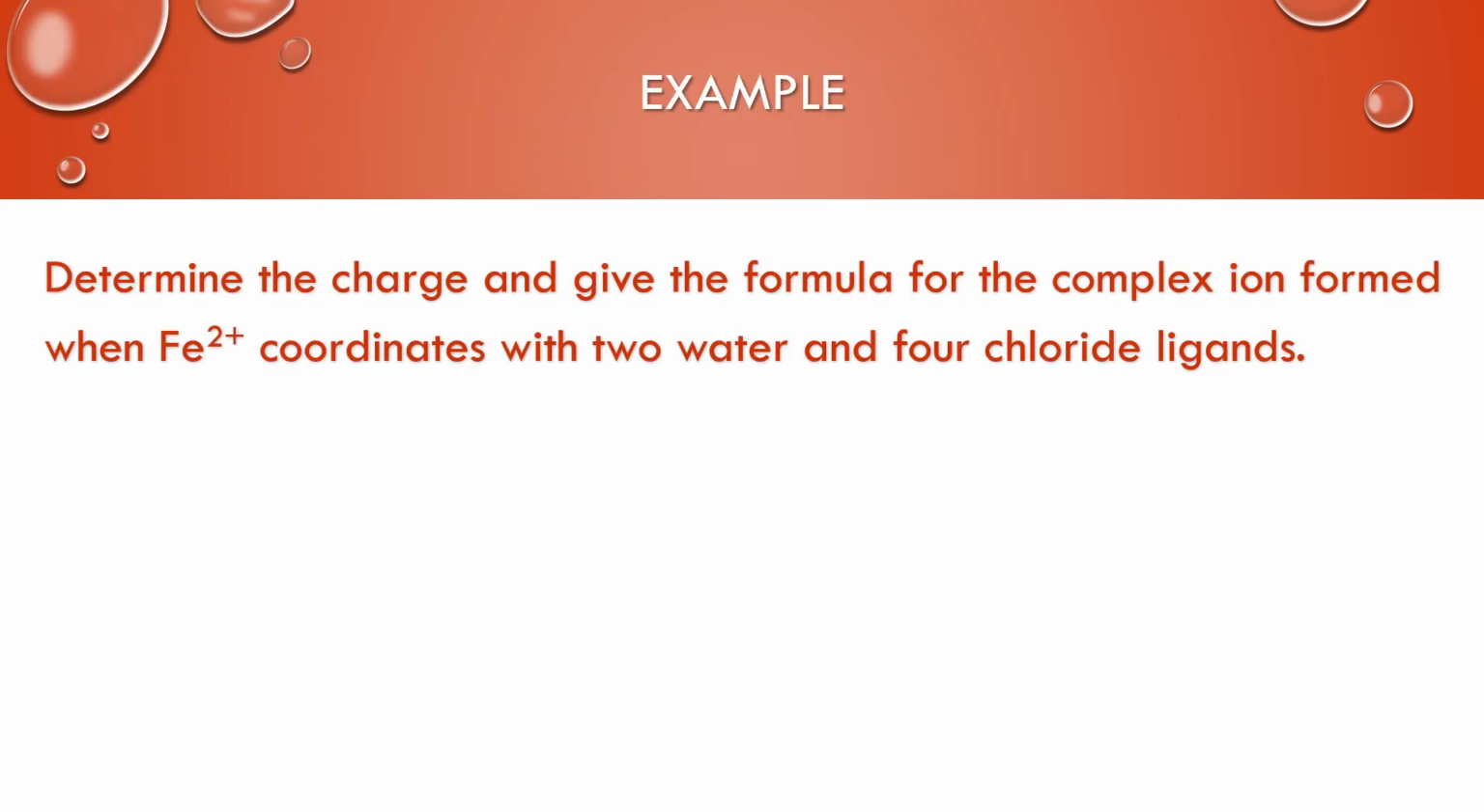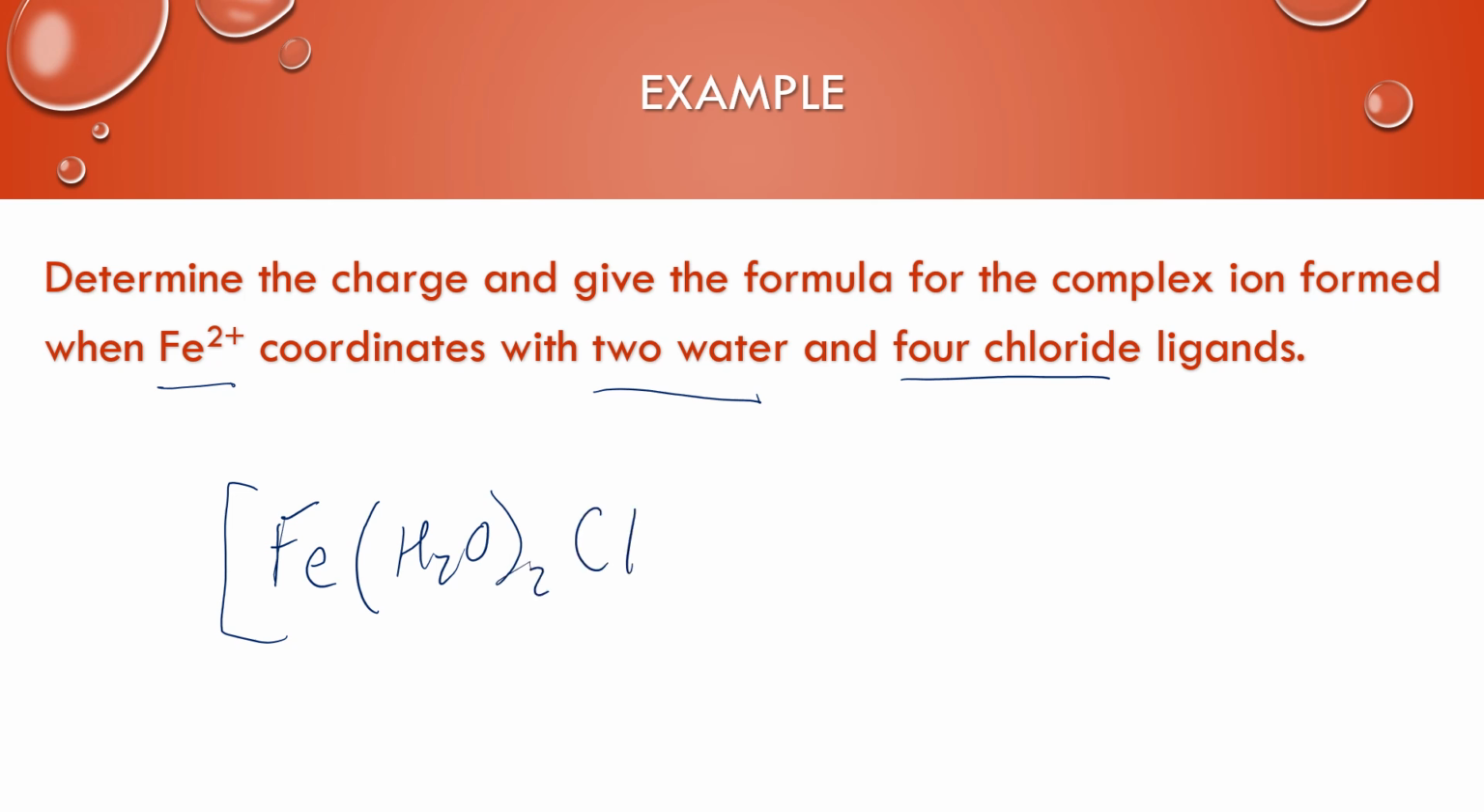So let's look at some examples then. Determine the charge and give the formula for the complex ion formed when Fe2+ coordinates with 2 waters and 4 chloride ligands. So our complex consists of iron, 2 waters, and 4 chlorines, like this. Now for the charge, the Fe, they told us, was a 2+ charge. Water is neutral, and chlorine is -1. And there are 4 chlorines, so that's -4 overall. So that means our total charge is 2- for the entire complex.